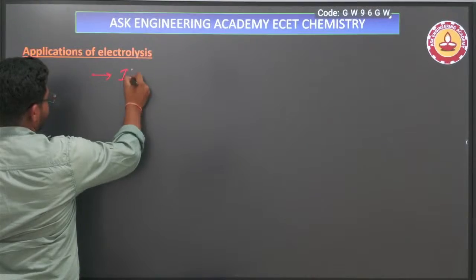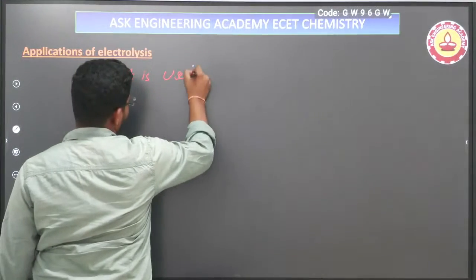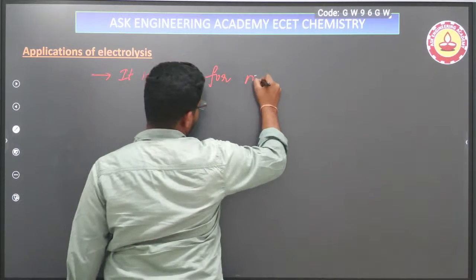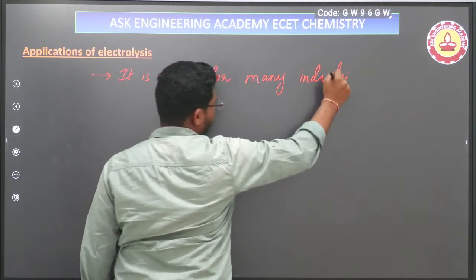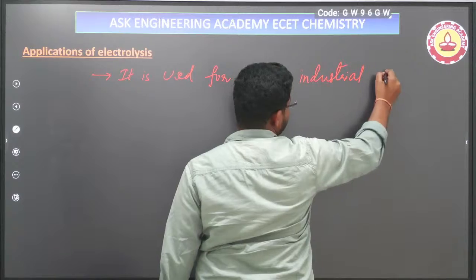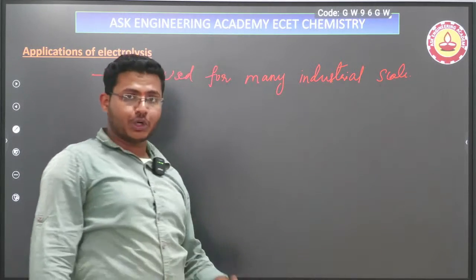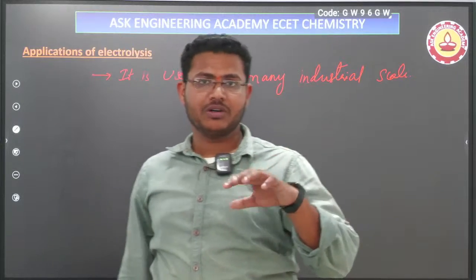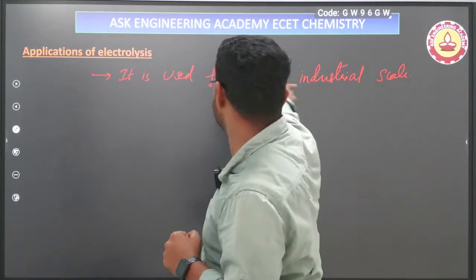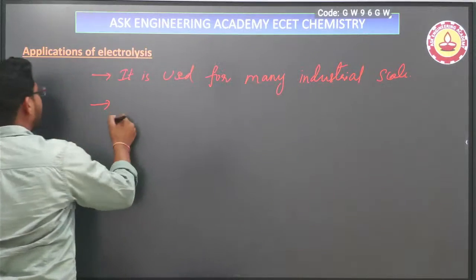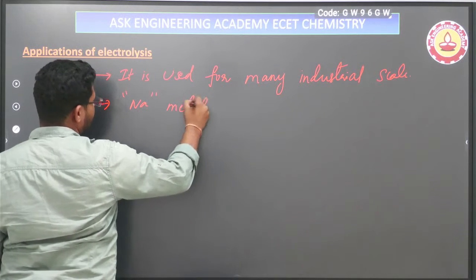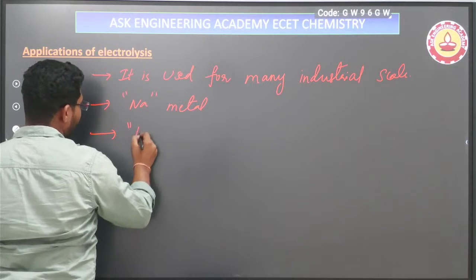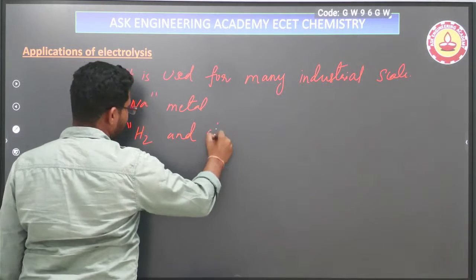Applications of electrolysis. Applications are simply, first, it is used for many industrial applications. Especially the technique of electrolysis is used on an industrial scale. In order to produce certain amounts of different kinds of elements, this technique is generally used, and this is mainly used for the production of sodium metal, Na metal, and it is also used for generation of H2 and Cl2 gas.